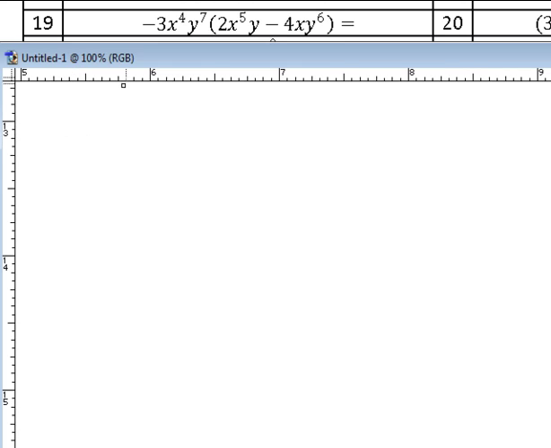In number 19, we're going to multiply through this monomial times this polynomial using the distributive law. So first we'll do minus 3x to the 4th y to the 7th times the first term, and then the second term. So let's do that. Okay, first we have a minus 6, x to the 4 plus 5, that's x to the 9, and y to the 7 plus 1, that's y to the 8. Then we have minus 3 times minus 4, so that's plus 12.